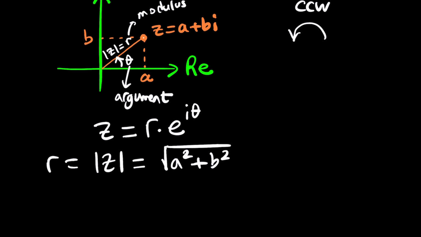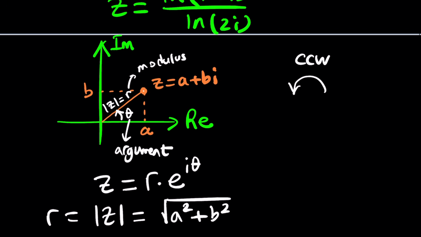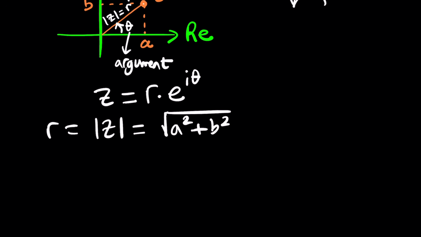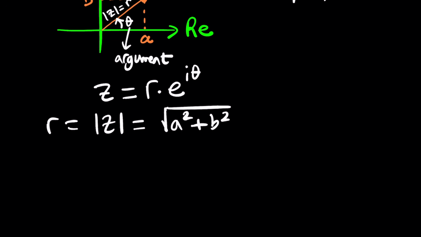I'm giving you a quick overview of the polar form. You can also find this information in my lecture videos, so go ahead and check them out. Now, how does this help us? Well, first of all, we have a complex number in the form of a plus bi. This allows us to turn it into an exponential form, which is beautiful.